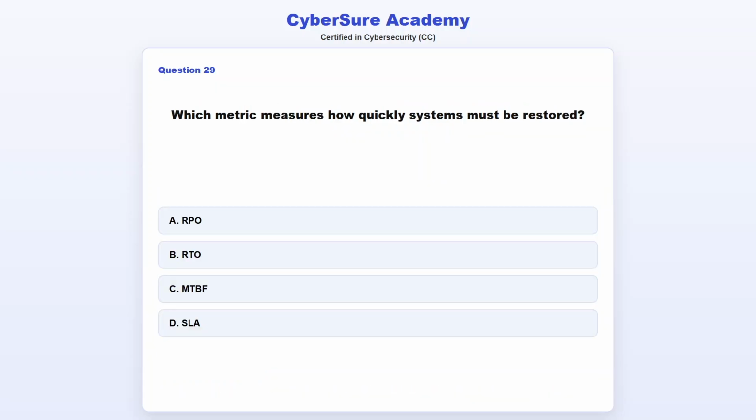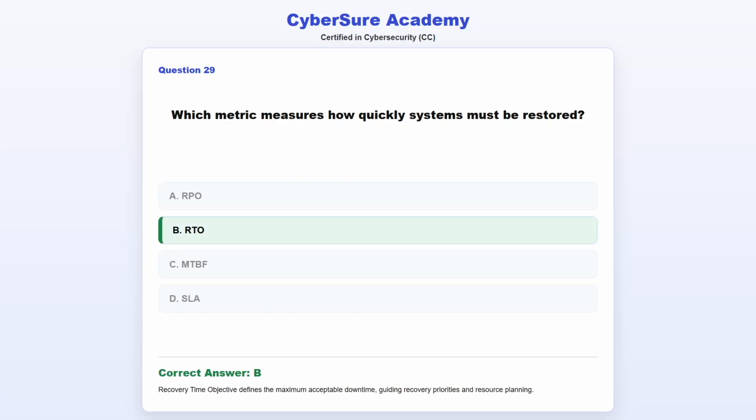Question 29. Which metric measures how quickly systems must be restored? A. RPO. B. RTO. C. MTBF. D. SLA. The answer to question 29 is B. RTO. RTO stands for Recovery Time Objective, and it defines the maximum acceptable downtime, guiding recovery priorities and resource planning.